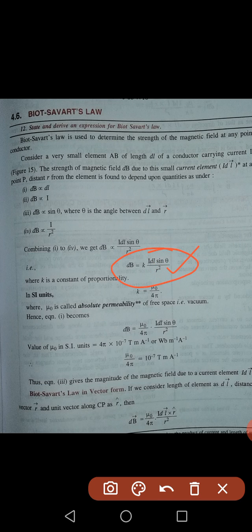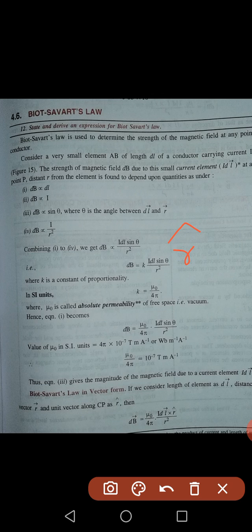So to represent this in vector form, this whole thing is multiplied with r cap. What is r cap? It is a unit vector along vector r. And since it is multiplied by r cap, it is not making any difference in the magnitude, because unit vector means its magnitude is 1. If you multiply the whole equation with 1, the magnitude is not getting affected. So we can easily do that.